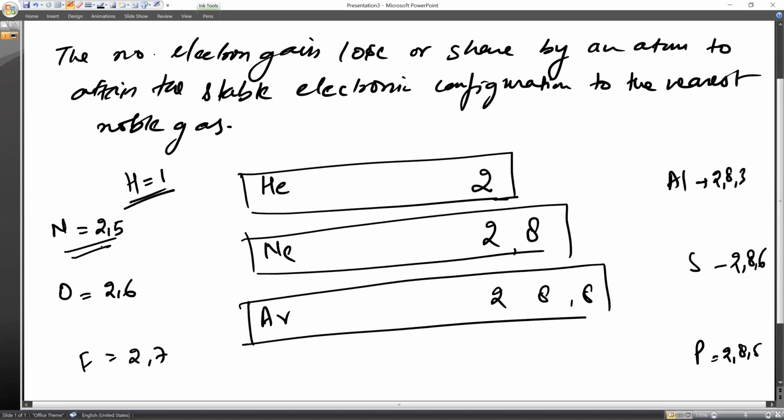Now, can you tell me what the nearest noble gas of nitrogen is? Is it helium or neon? Yes, the nearest noble gas is neon. So what is nitrogen going to do? Add 3 more. Got it? If we are adding electrons, because electrons are negatively charged, it will acquire a negative charge. So its valency is -3.